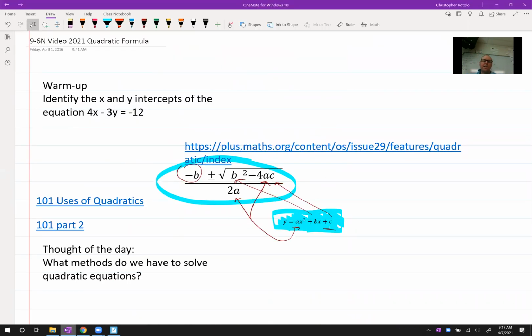All right, so here's our formula. Negative b plus or minus the square root of b squared minus 4ac all over 2a. All right, we got to commit that thing to memory. We'll get that thing straightened out.